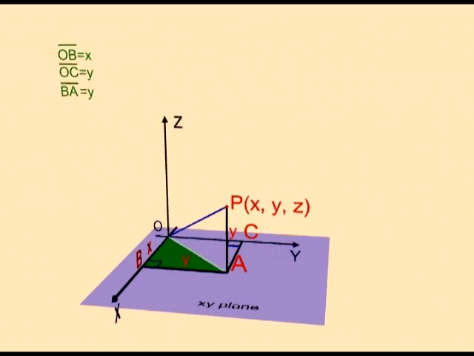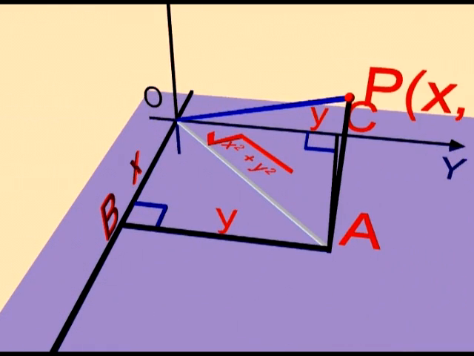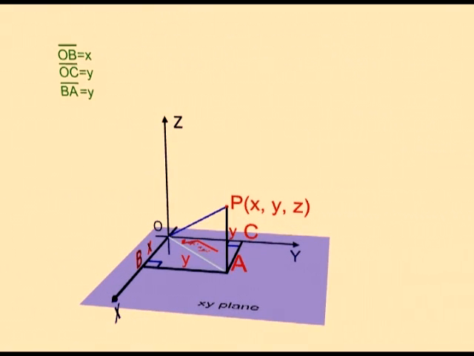For the right-angled triangle OBA, by Pythagoras' theorem, line segment OA is equal to the square root of x squared plus y squared. Therefore, we can write OA squared is equal to x squared plus y squared. The length of segment AP is equal to the z-coordinate of point P.